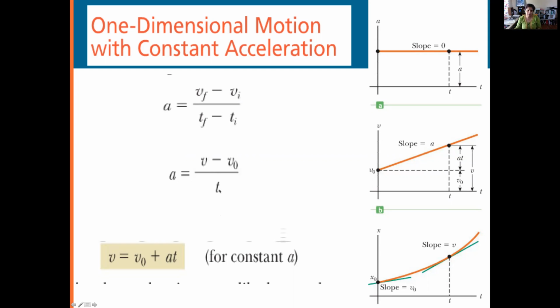If we rearrange this, multiply both sides by T, we get aT equals V minus V0, and the two T's cancel out. Taking the negative V0 to the other side and rearranging, we get V equals V0 plus aT. This is called a kinematic equation, an equation in one dimension. It tells us that if we know the initial velocity at a given time, which is T0, and we know the uniform acceleration a, then after a given time, say 5 seconds, we can know what the velocity is.